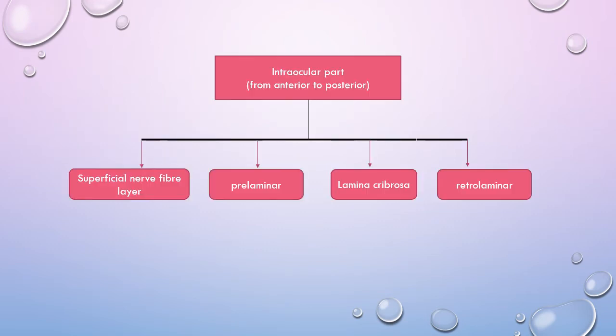The intraocular part from anterior to posterior is again subdivided into superficial nerve fiber layer, pre-laminar part, lamina cribrosa, and retrolaminar part. So these are the subdivisions or subparts of the intraocular part or optic nerve head. I will repeat them again. Superficial nerve fiber layer, pre-laminar part, lamina cribrosa, and retrolaminar part of the optic head.